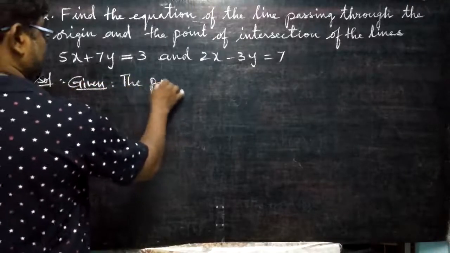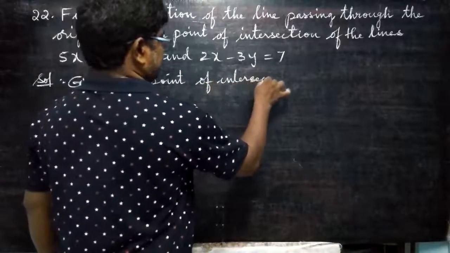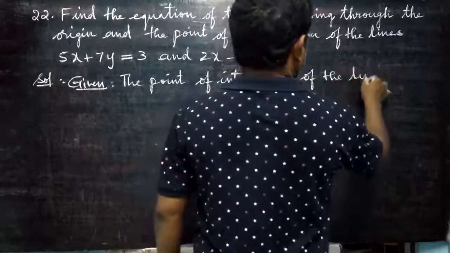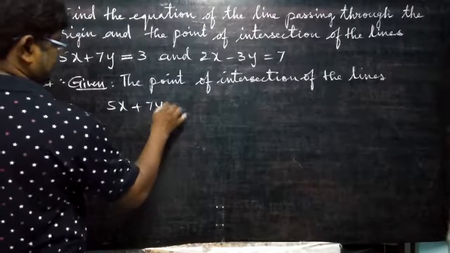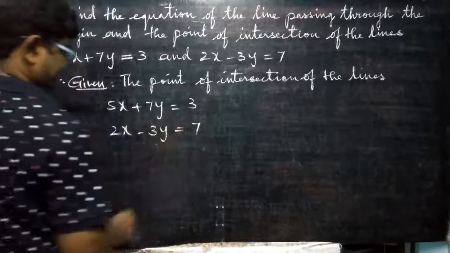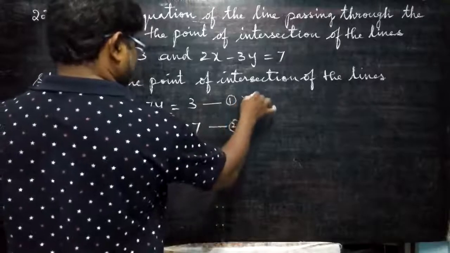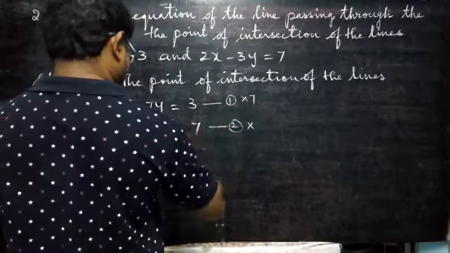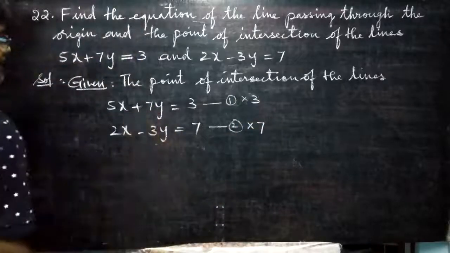The point of intersection of the lines 5x plus 7y is equal to 3, 2x minus 3y is equal to 7. This is equation number 1. This is equation number 2. First equation you multiply with 3. Second equation you multiply with 7. So that plus and minus get cancelled.